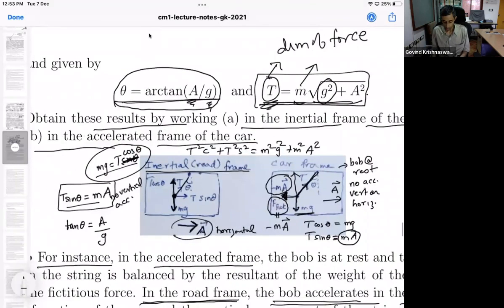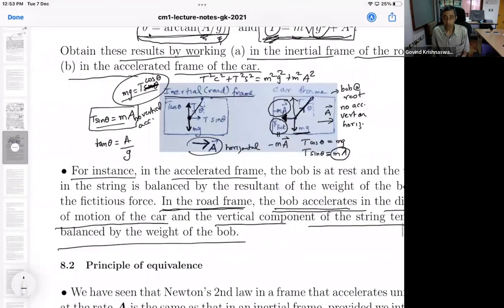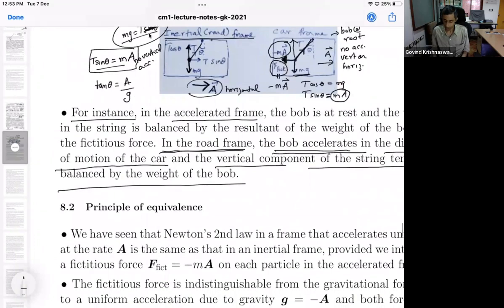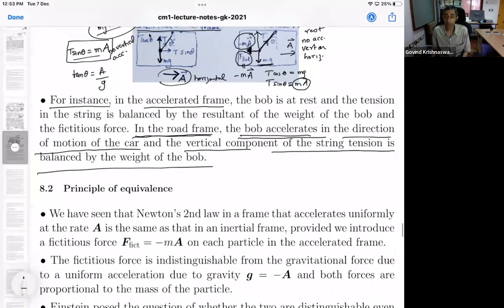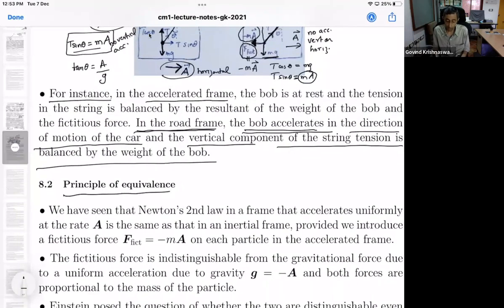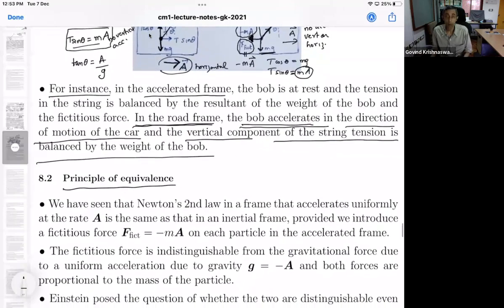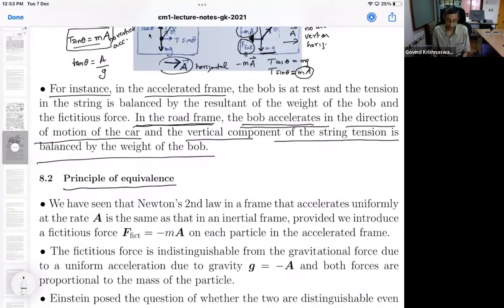Okay, so now let us proceed to the next concept concerning uniform acceleration. This is the so-called principle of equivalence. We have met it in a different form earlier. Let me explain it through some examples here.